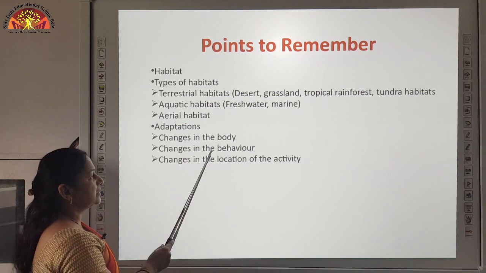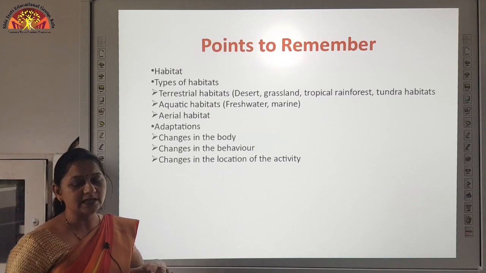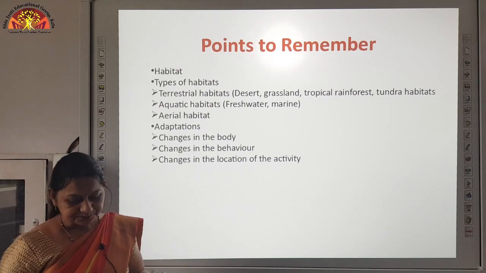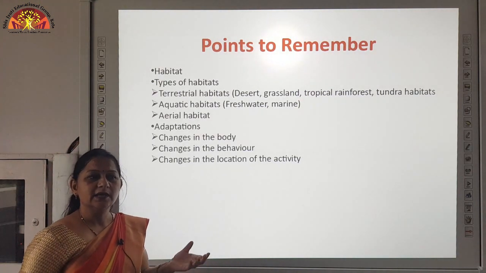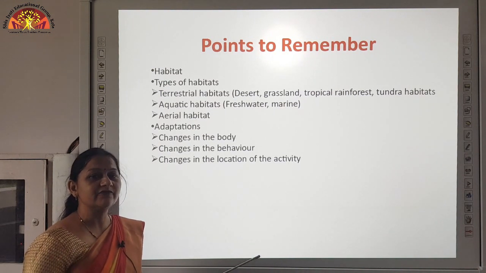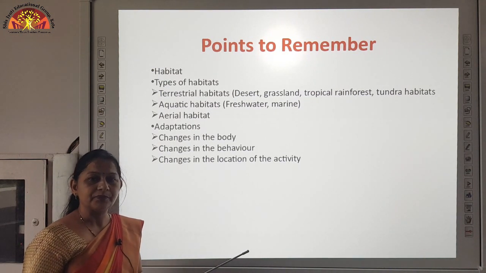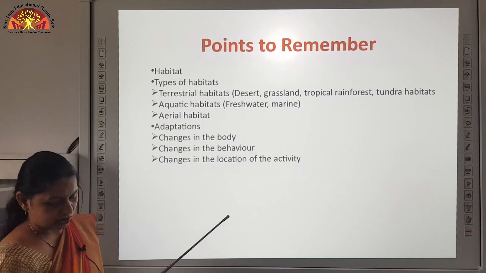Then changes in the behavior. Sometimes the animal brings about some changes in its behavior, like it goes for a long sleep, that is hibernation. Animals like polar bear, they go for a long sleep during the winter season when the food is not available to them, and this long sleep is called hibernation.